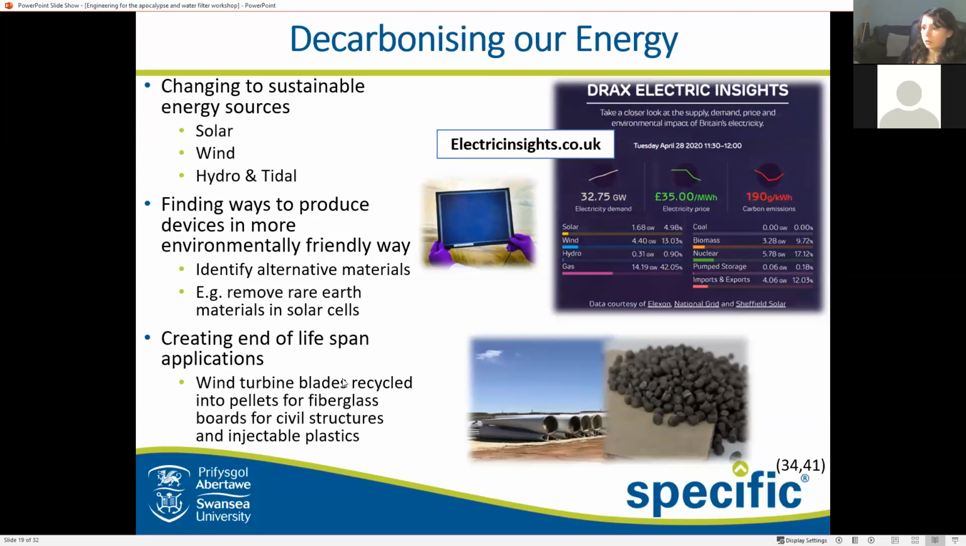And then going down to the final part of the circular economy, which is recycling. So this can be applied to things such as wind turbines.